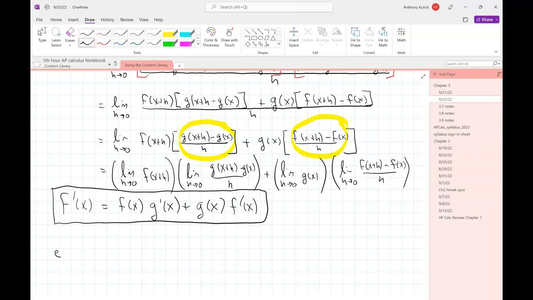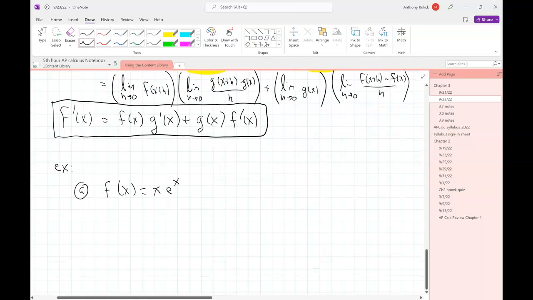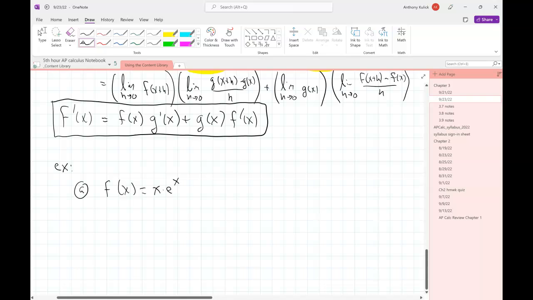Let's do some examples. So let's say we have f of x equals x times e to the x. And let's say we want to take the first derivative here. One thing I should notice is that I have two distinct functions that are being multiplied together. Everybody see that?